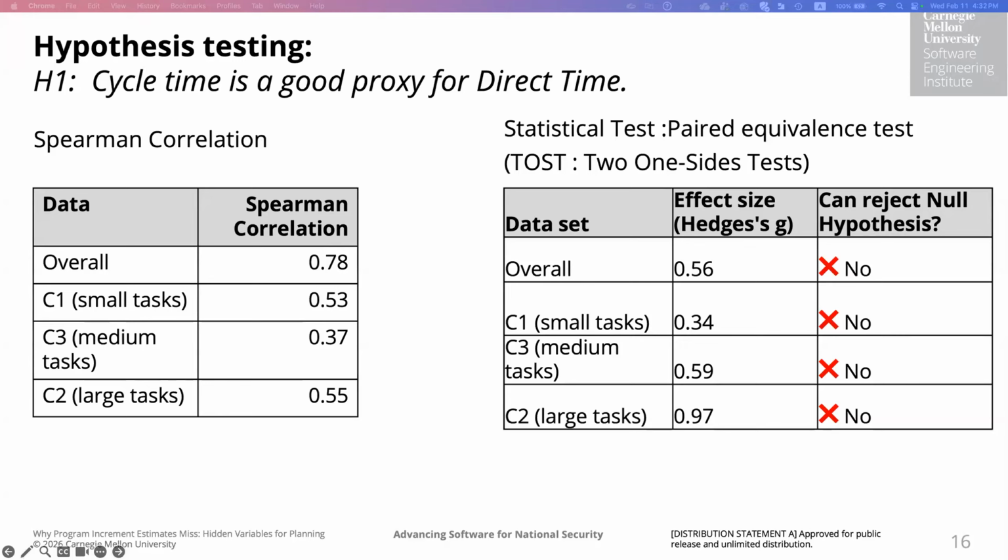In fact, for large tasks, the effect size approaches almost 1, which indicates that there is a substantial systemic difference. So the conclusion is clear over here: the cycle time and direct time are correlated, but they're not statistically equivalent.